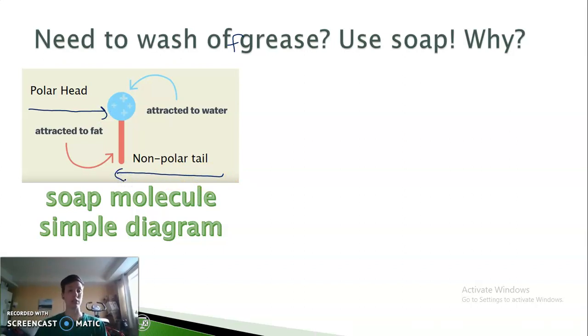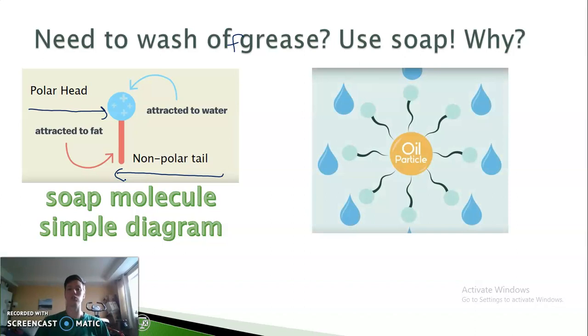This polar part is attracted to water, and this nonpolar part is attracted to fat or grease or oil. Okay? So if you look at this little picture here, it shows the tail end surrounding this oil particle, and this charged end, the polar head, is near the water. So you wash your hands, the soap will surround those oil particles, but then when you rinse it off, it will go away and hopefully leave your hands.